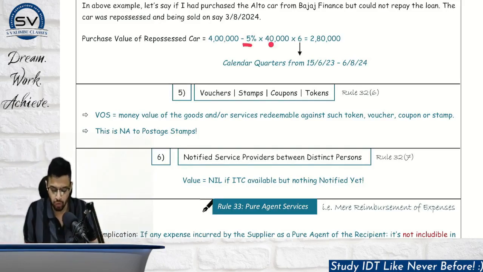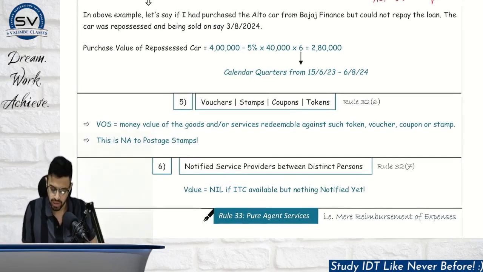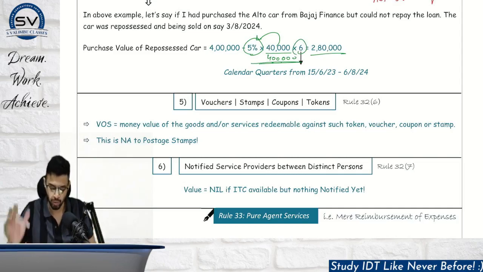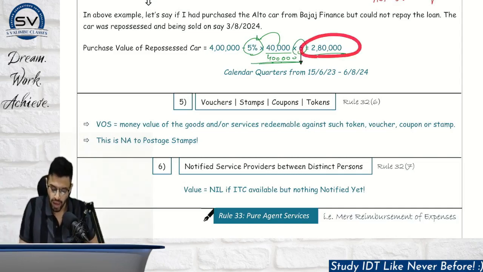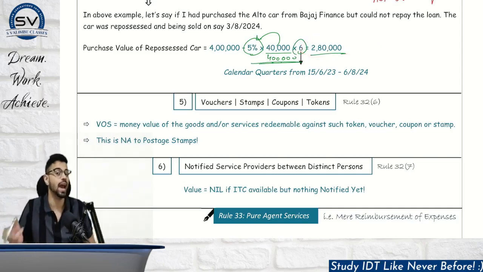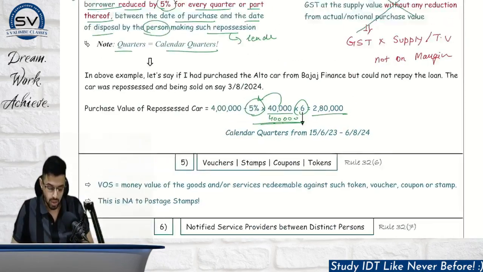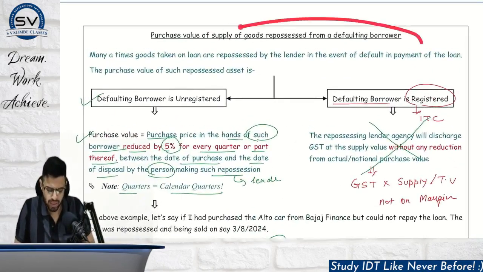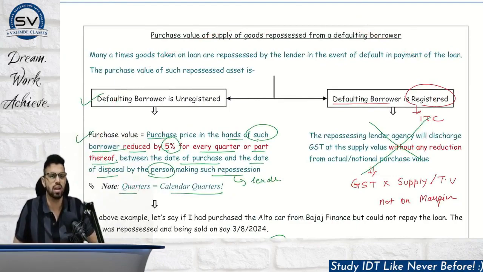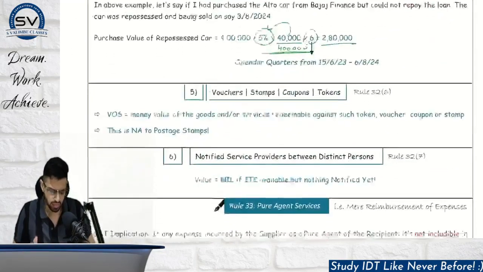So 5% of 40,000. Just correct this small thing. This will be 4 lakh. So 4 lakh into 5%, 5% has been given by law, and these are 6 quarters. So this will be 120, 4 lakh minus 120, it will come out to be 280. So now 2,80,000 will be the purchase price in the hands of Bajaj Finance, that is the lender. Chances are not very high of this coming in the question, but even if it comes, you are clear with the concept.